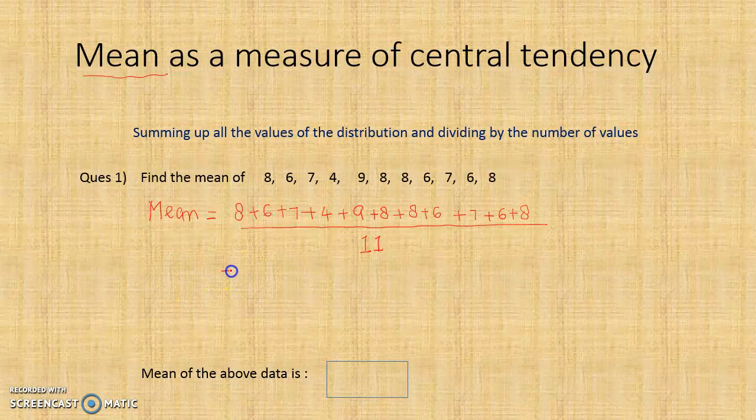Now this brings me to the sum as 77. So 77 over 11, which is an exact division and gives us the answer as 7. So there goes the answer into the answer box. The mean of the above data is 7.